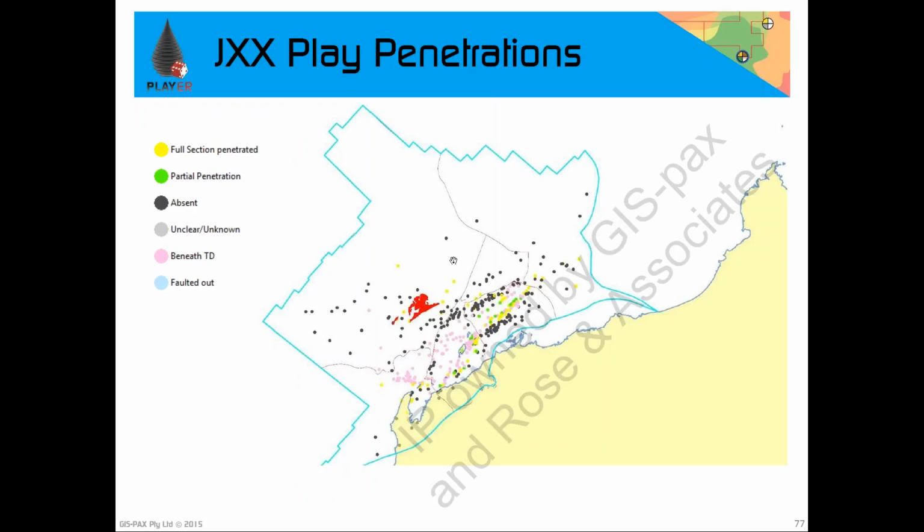And this is a summary of where that particular play has been drilled. And you'll see in the deep basin areas it's beneath TD. It's absent in many areas. And the yellow and green areas is where it's actually been penetrated. It's actually been drilled by wells.